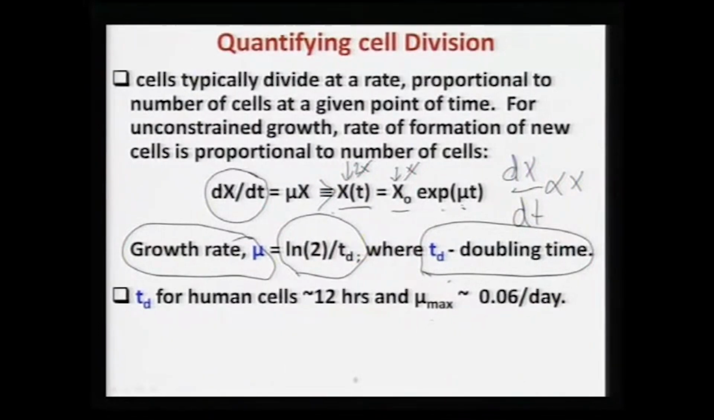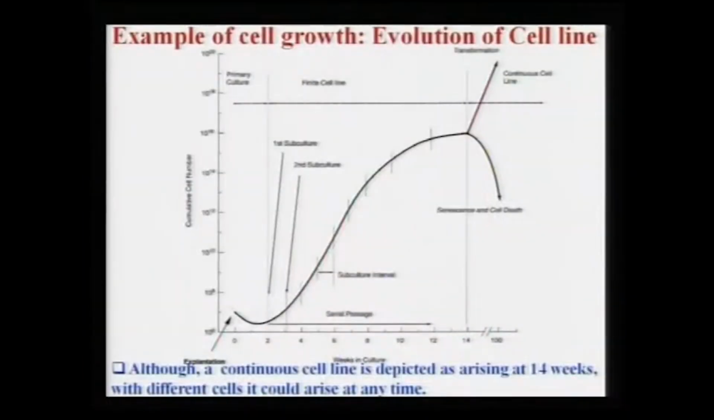Now, Td, the doubling time for human cells, as I said, is 12 hours, and mu max is 0.06 per day. So, that is the typical growth rate. Now, this doubling time for other types of cells may be different, 12 hours to 24 hours to 48 hours and so on. So, the doubling time for different types of cells is different. Now, let us see how human cells will evolve during the cell growth process.